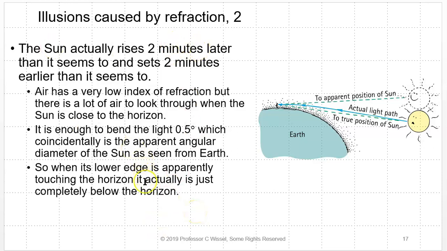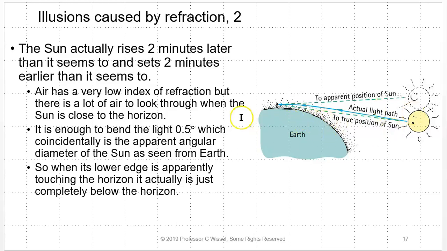Okay, another illusion caused by refraction. Do you realize that the sun actually rises 2 minutes later than it seems to and sets 2 minutes earlier than it seems to? Kind of cool. Now, we don't usually consider the air's index of refraction. It's less than 1% different from a vacuum. So we usually ignore it.